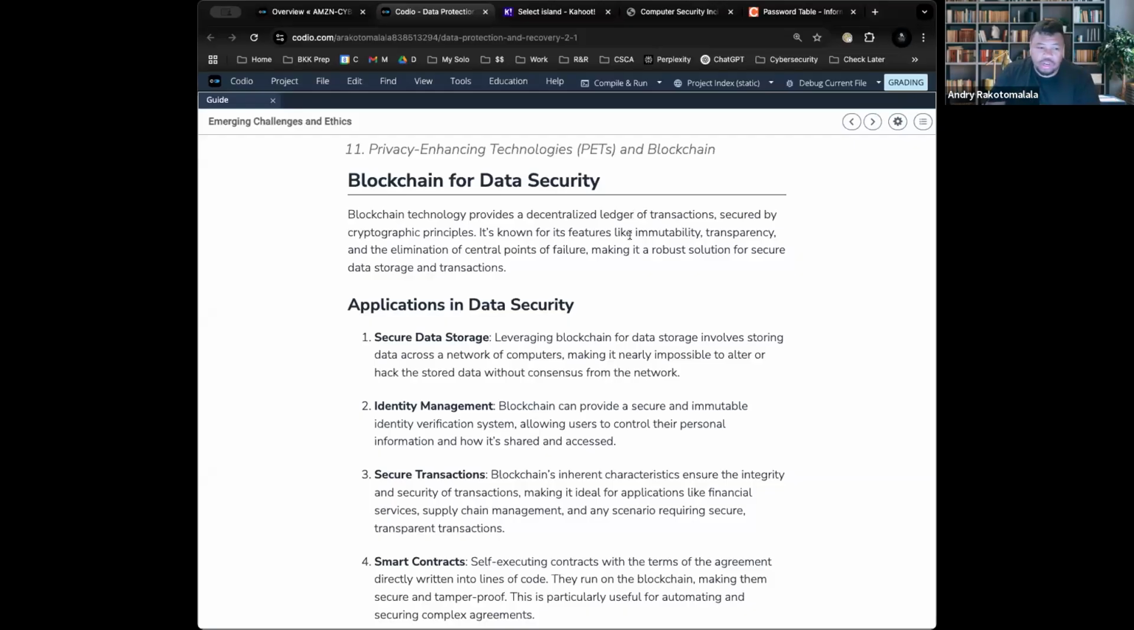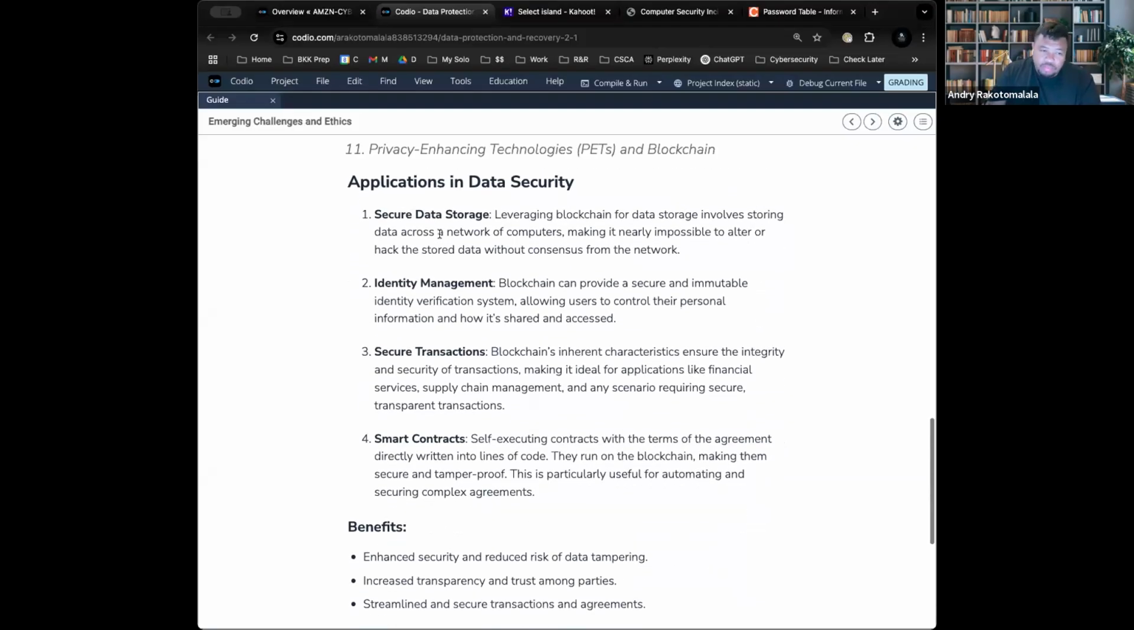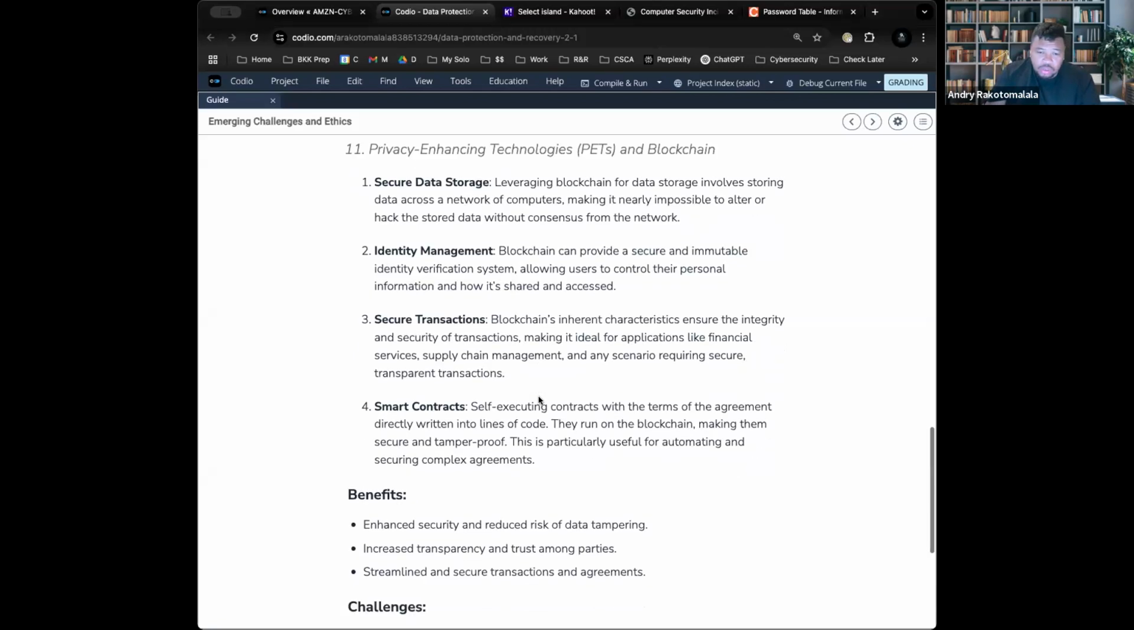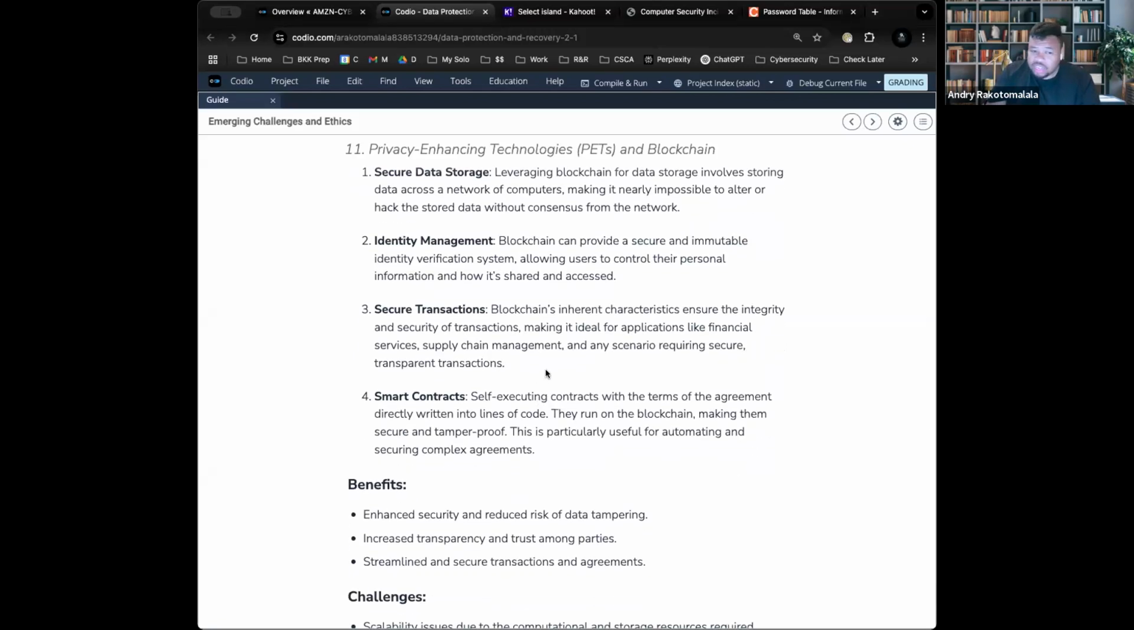In cybersecurity, how is it essentially used? Well, it's used for secure data storage, so you could store that data through blockchain. It is used through IAM because you can use blockchain to help do identity verification as well as store some smart contracts and whatnot. Like I mentioned before, it is meant for secure transactions, so it does have a high level of integrity and security.